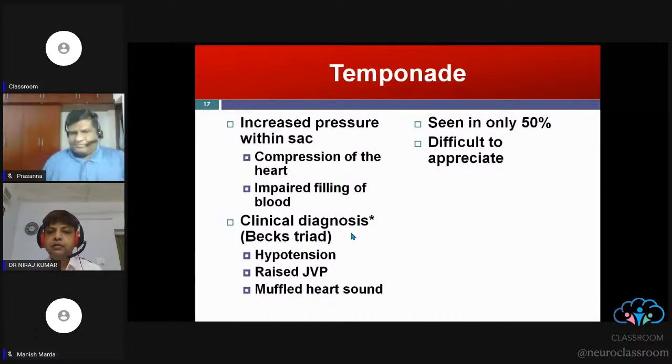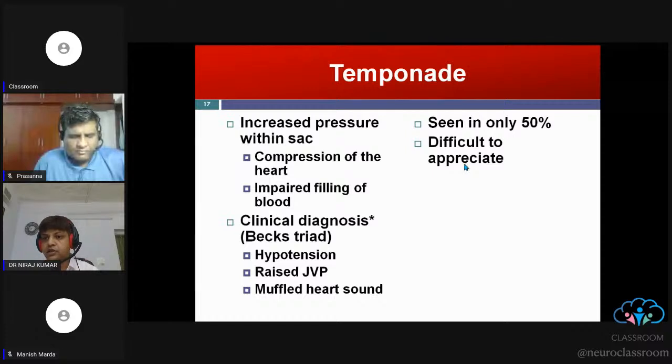But these classical signs are seen only in 50% of the cases of tamponade, and moreover, these clinical signs are very difficult to appreciate. So you can imagine cardiac tamponade is a very, very emergency condition. The patient is developing shock and may die soon. And if a clinician wastes time finding these clinical signs, which are not present in all patients, how misleading these clinical signs are in such situations.